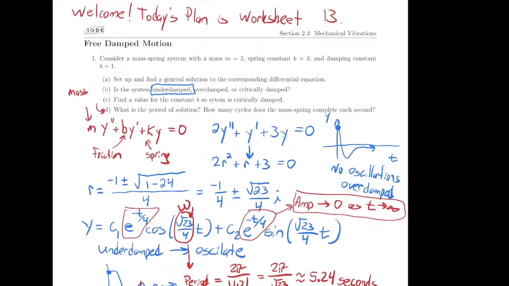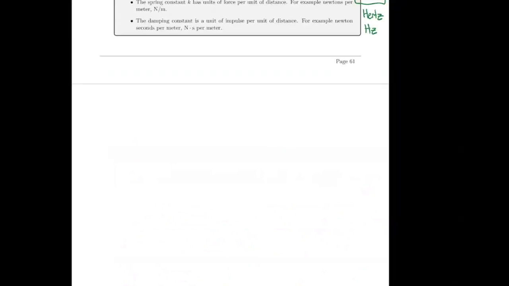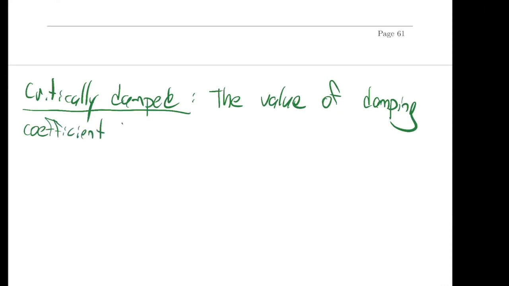Let me get some more space. Okay, so critically damped is going to be the case when the value of the friction or the damping coefficient, okay, that's going to change this system from over to underdamped.